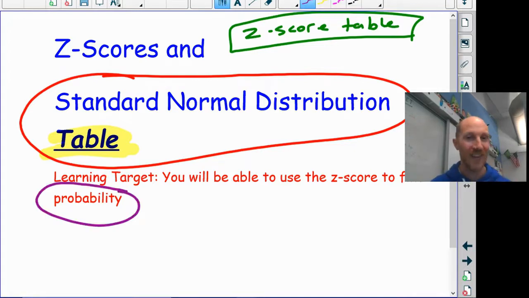Yesterday we focused just on finding z-scores, and that gives us some important information. It tells us the location, where on the bell curve it is, but really we need more than that. So we've got to find the probability.